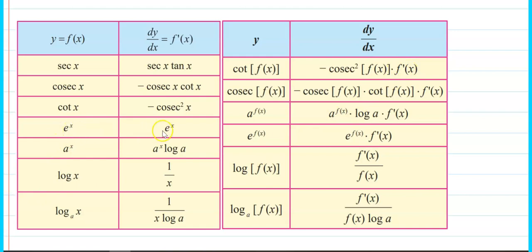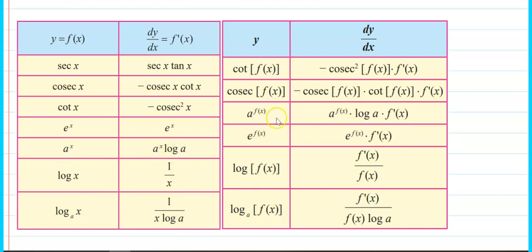What about e raised to x? The derivative of e raised to x is e raised to x. No problem. Here is the derivative of e raised to f of x: e raised to f of x into the derivative of f of x, which is f dash of x. Similarly, a raised to x, its derivative is a raised to x into log of a.